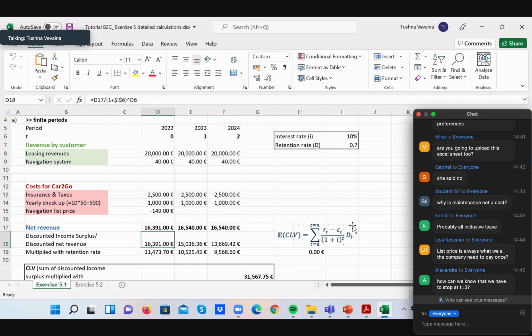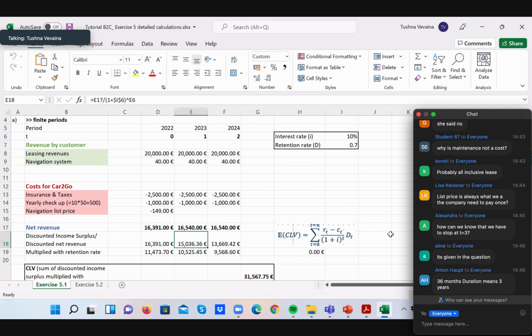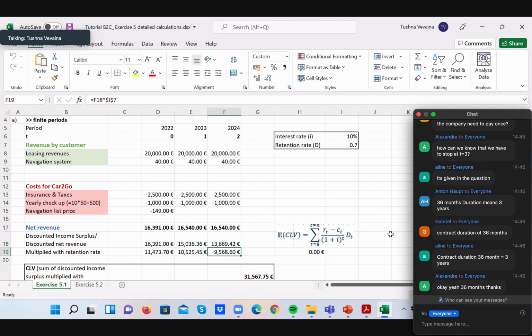So when you multiply, for example, your discounted income surplus or your net revenue by 0.7, in this case, I've just applied a simple formula, but you do 16,391 into 0.7, you're going to get 11,473.70. And similarly, you multiply each of these values by 0.7, and you get these values, and this you add up, and this is your customer lifetime value for your customer. And as you see, we add it up, the sum is 31,567.75, which is what I put here.